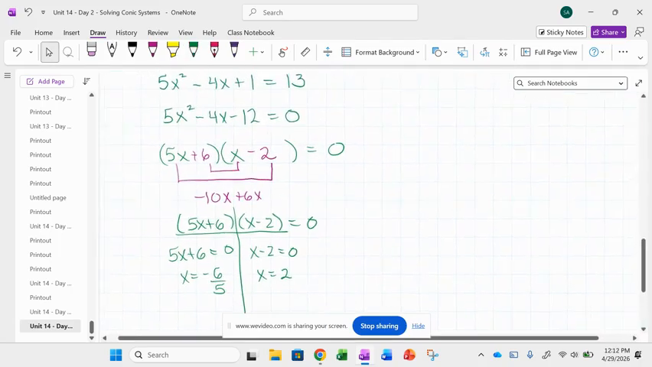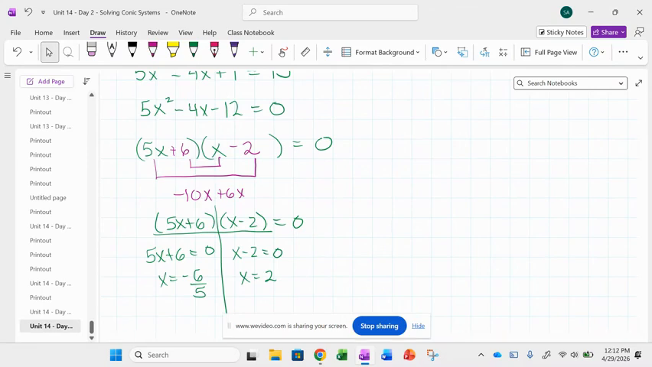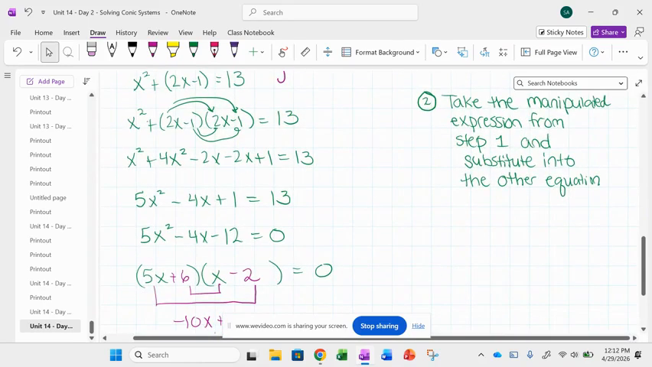So am I done here? Is this problem done? No, when we're solving a system of equations, we're looking for the points where the two graphs intersect each other. I just have two x coordinates. What do I need to find? Their corresponding y coordinates. So your last step, oh, sorry, we skipped a bunch of steps here.